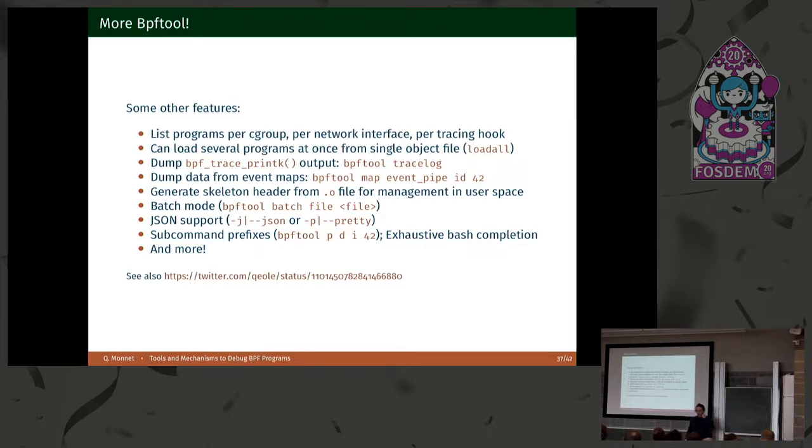We can dump directly into the console the output of bpf trace printk. We can dump from perf event maps. There's a feature for generating a skeleton header file, for helping with writing programs for managing BPF objects, but that's pretty new. We have batch mode, we have JSON support, which is pretty nice, bash completion and more. I made a Twitter thread if you want to look into that.